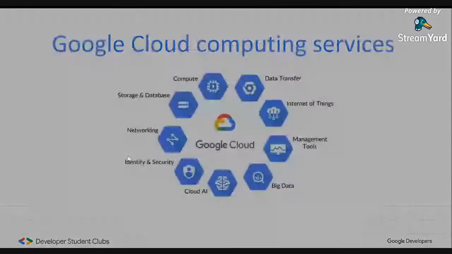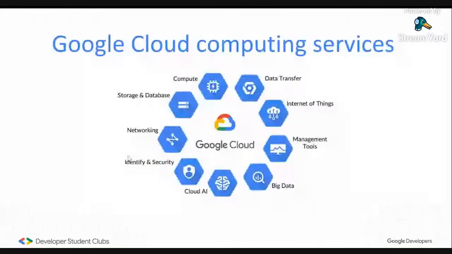So the cloud computing services provided by Google include compute, data transfer, IoT, management tools, big data, cloud AI, identity and security, networking, and storage and database. And we have discussed compute, storage, as well as ML and AI in the previous slide.